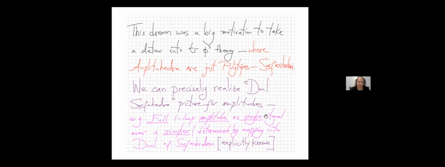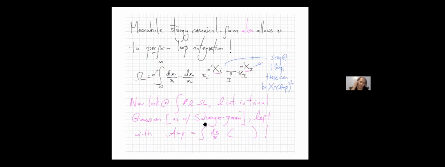So for instance, the full one loop amplitude is a single integral over a simplex. And that simplex is determined by a mapping into not the Surfacehedron, but the dual of the Surfacehedron. It's a completely known map at one loop. And it's just a matter of work to do it at two loops, but the program for doing it is clear. So as I said, this is something I'd be happy to talk about in the discussion session, but I won't say more about it here.